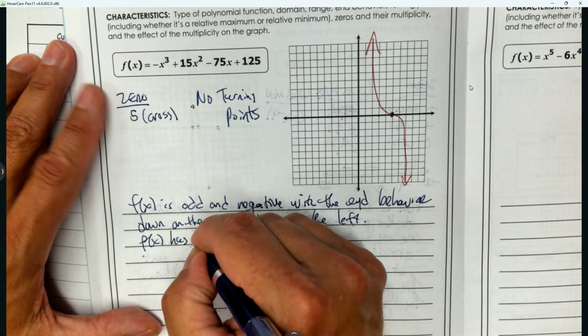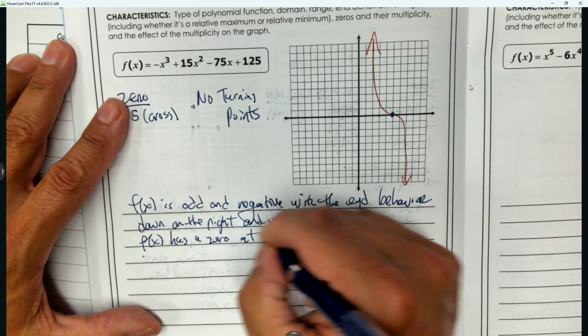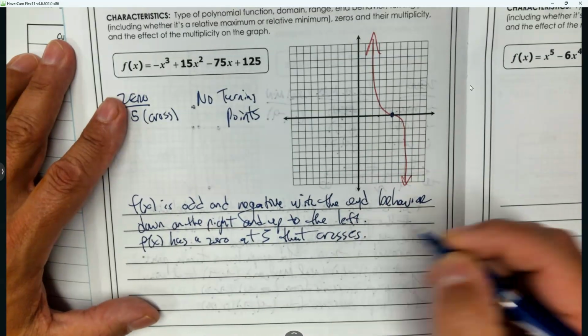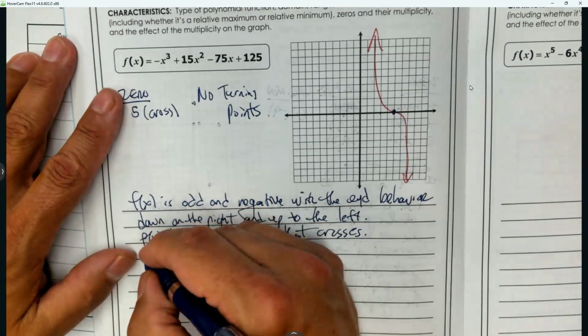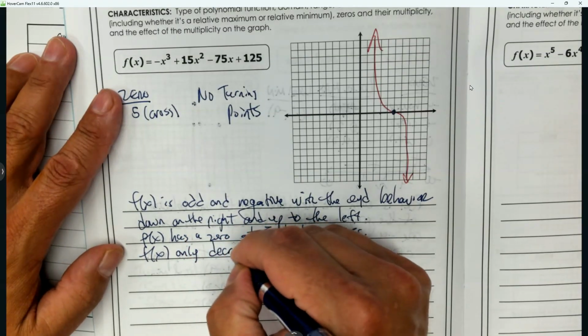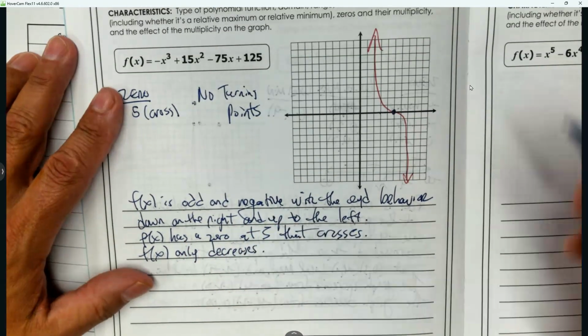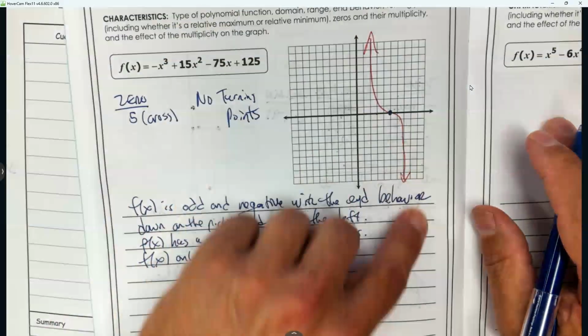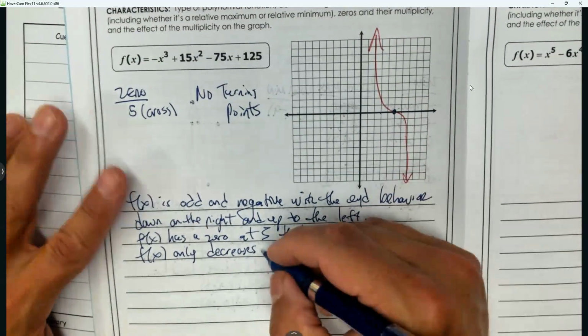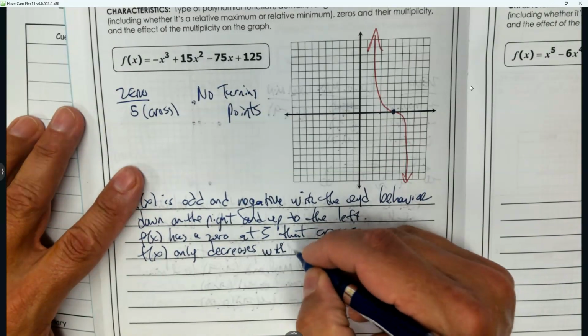F of x has a 0 at 5 that crosses. F of x only decreases, no turning point. So it only goes in one direction, never turns. So if I look left to right, it only goes down. So f of x only decreases with no turning points.